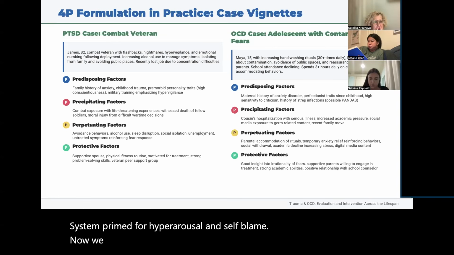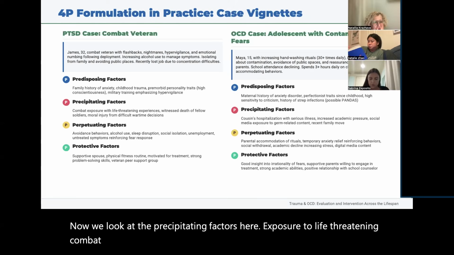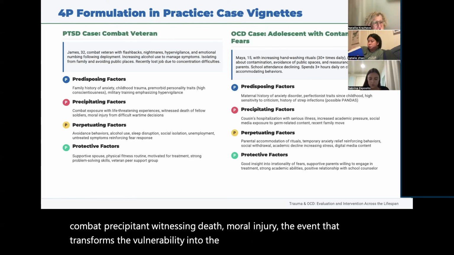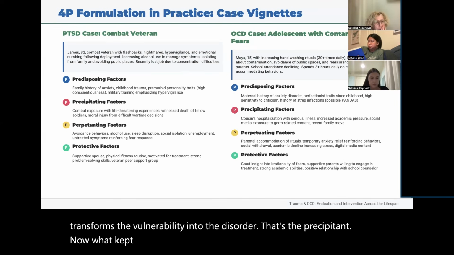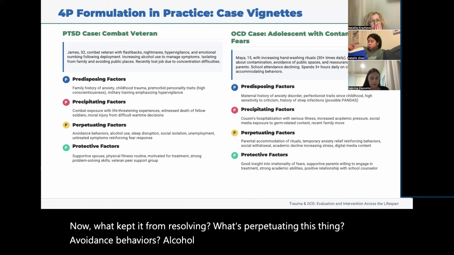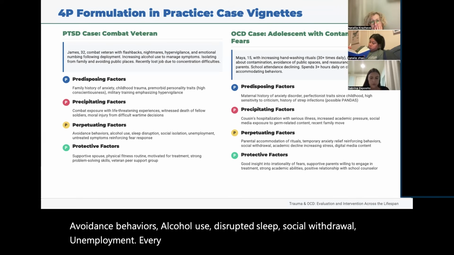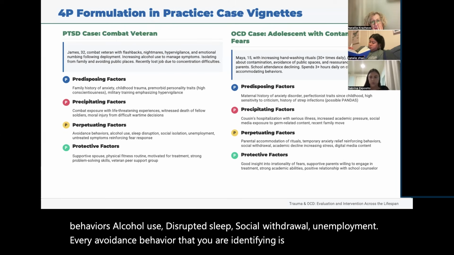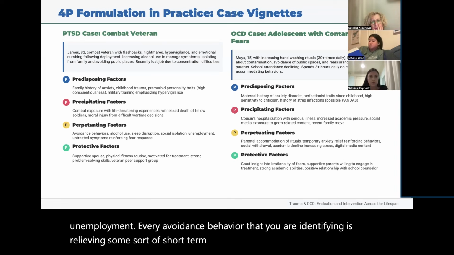Now we look at the precipitating factors here: exposure to life-threatening combat, witnessing death, moral injury, the event that transforms the vulnerability into the disorder. That's the precipitant. Now, what kept it from resolving? What's perpetuating this? Avoidance behaviors, alcohol use, disrupted sleep, social withdrawal, unemployment. Every avoidance behavior that you are identifying is relieving some sort of short-term distress, but inadvertently reinforcing this long-term pattern.